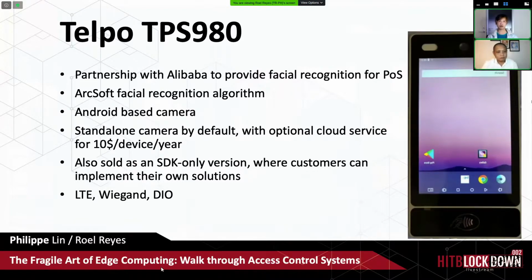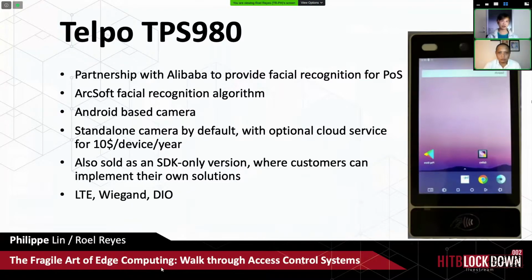It's an Android-based camera, and actually it's a standalone camera itself with an optional cloud service for $10 per device per year. By standalone, it means that this tablet has a camera attached, and when it does the facial recognition, it matches against the database stored in the tablet. And when it matches a face, it opens the door by shorting the digital output and input pin.